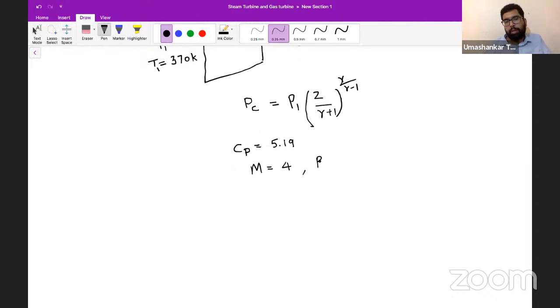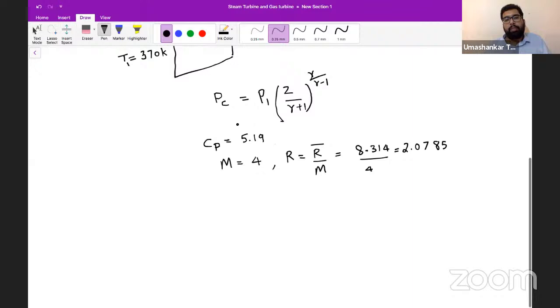From the basic concept of thermodynamics, we can calculate our R. R is nothing but the universal gas constant upon the molecular weight. We know the universal gas constant is 8.314 and the molecular mass is given as 4. So this R is going to be 2.0785.